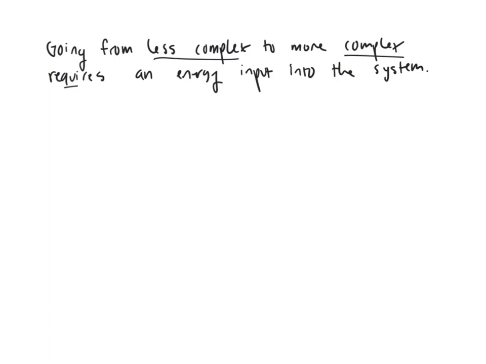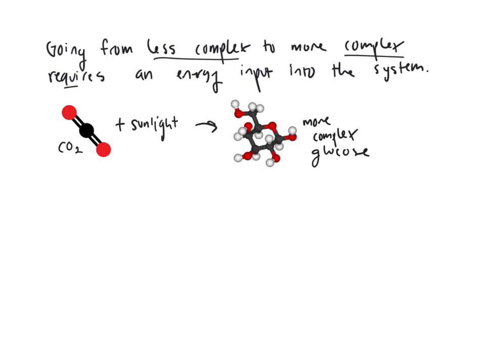So in nature, the big example is plants can take carbon dioxide, less complex, and build a sugar using energy from the sun. So that's the energy input. What the plants are doing is taking that sunlight and converting it into chemical energy. And that energy is now going to be stored in the bonds of this glucose, which is going to have a lot more potential energy and be a lot more complex than our carbon dioxide.